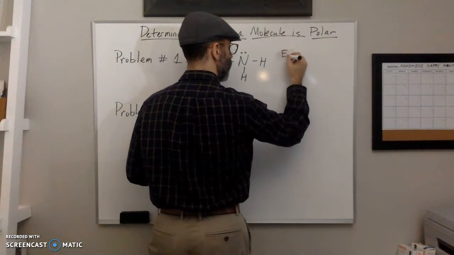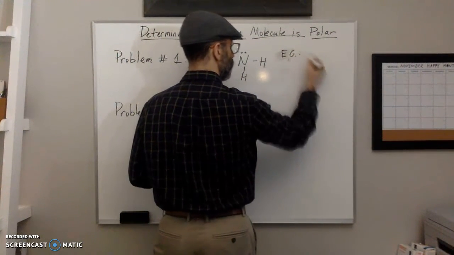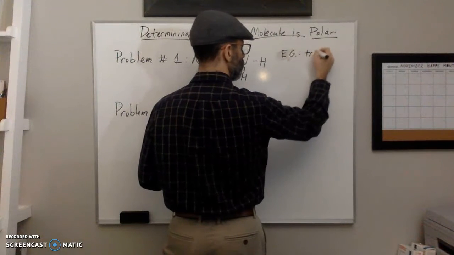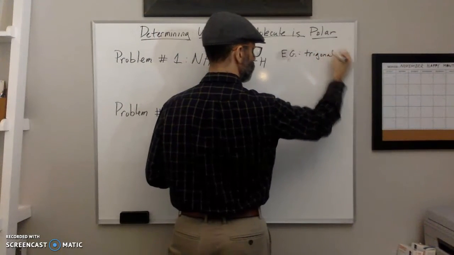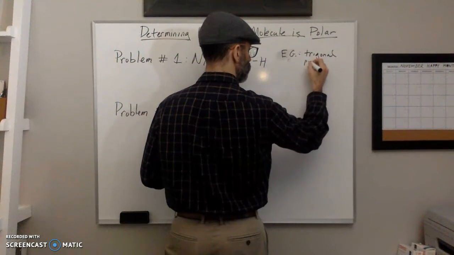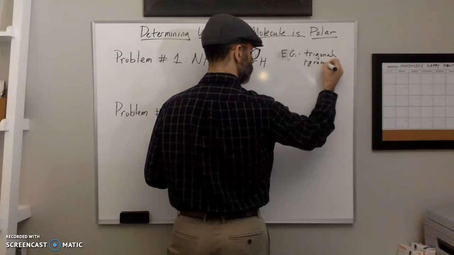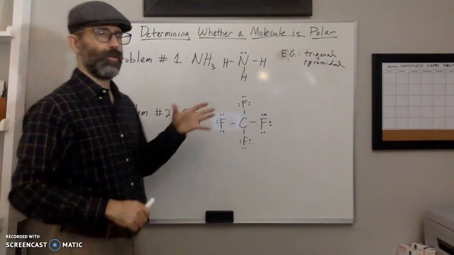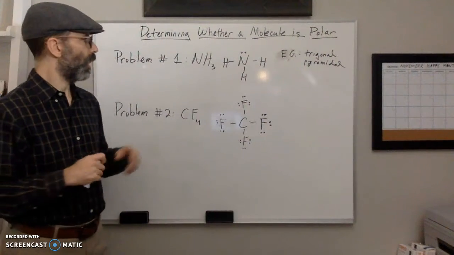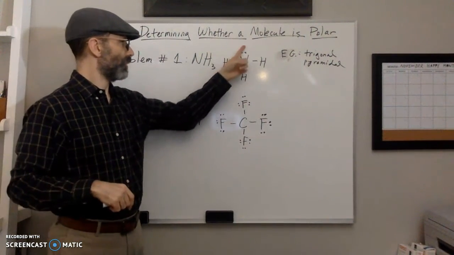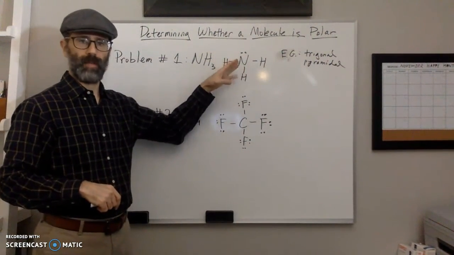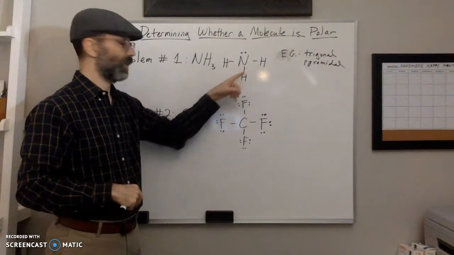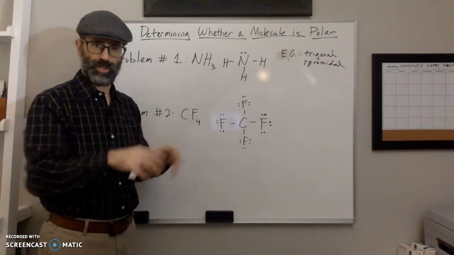trigonal pyramidal. If you remember what that looks like, you have the electron lone pair on the top, and the other 3 atoms are pushed down.